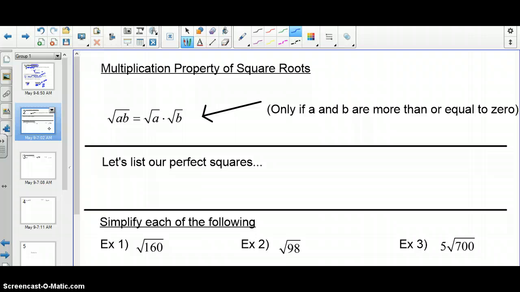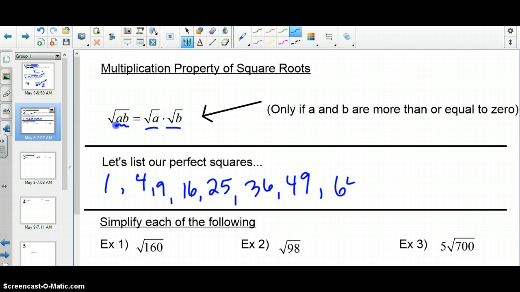Okay, here's one of your main properties that you're going to use. It's called the multiplication property of square roots. All it says is that if you have a product underneath your radical, you can split it up into two radicals like such. So before we do some examples, let's go through and write out all of our perfect squares so that we can use these when we simplify. So our perfect squares are 1, 4, 9, 16, 25, 36, 49, 64, 81, 100, 121, 144, and let's just stop at 169. Those are perfect squares all the way up until 13.